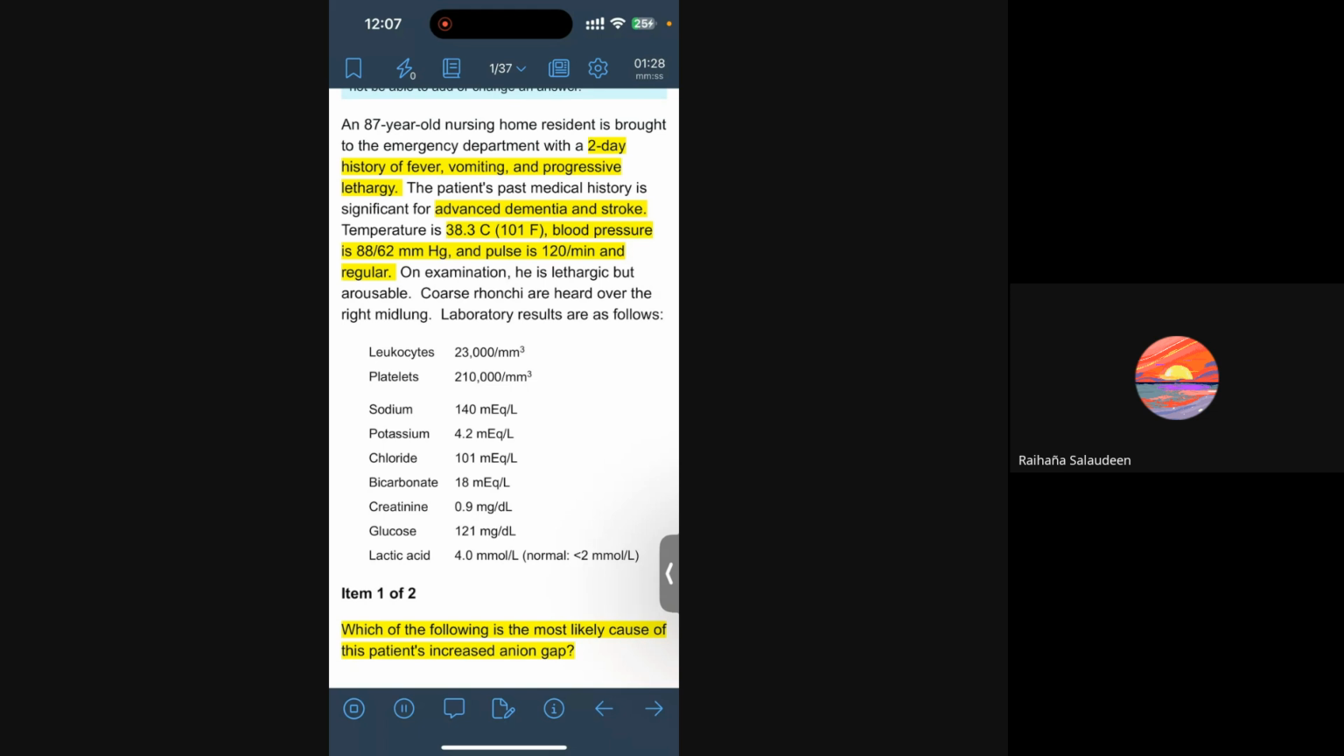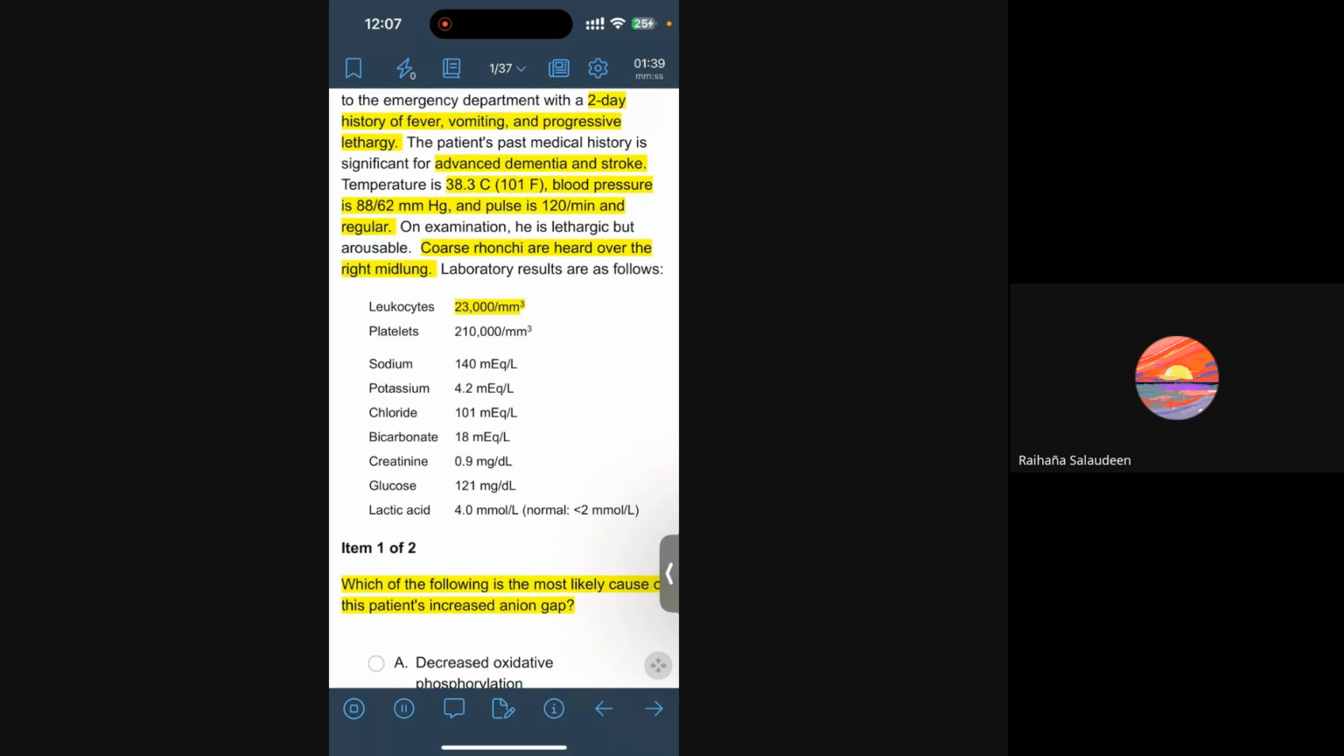Okay. Coarse bronchi are heard over the right mid-lung area. Platelets are also elevated. Sodium is 140, potassium, bicarbonate is 18, glucose 121, lactic acid is elevated. Okay.